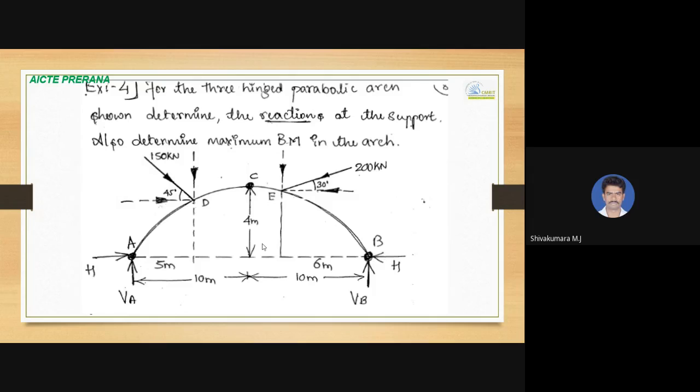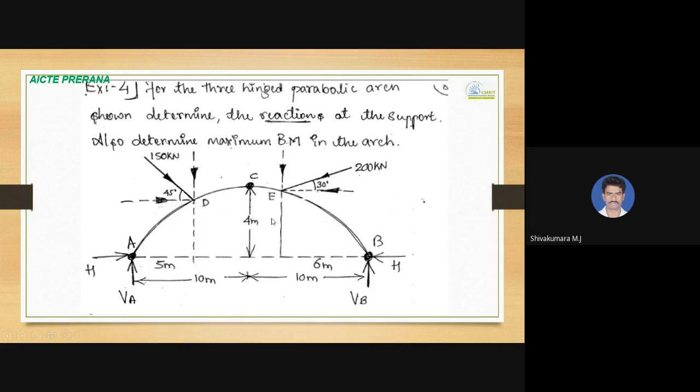So, another example where a horizontal component of force also will come, where two inclined forces are acting on the arch. The span of the arch is shown in the figure itself, that is 20 meter, and the 150 kilonewton force at an angle of 45 degrees is acting at a distance of 5 meter from left hand support, and 200 kilonewton at an angle of 30 degree is acting at a distance of 6 meter from right hand support. So for the three hinged parabolic arch shown in figure, we have to calculate the support reactions, and also determine the maximum bending moment in this arch.